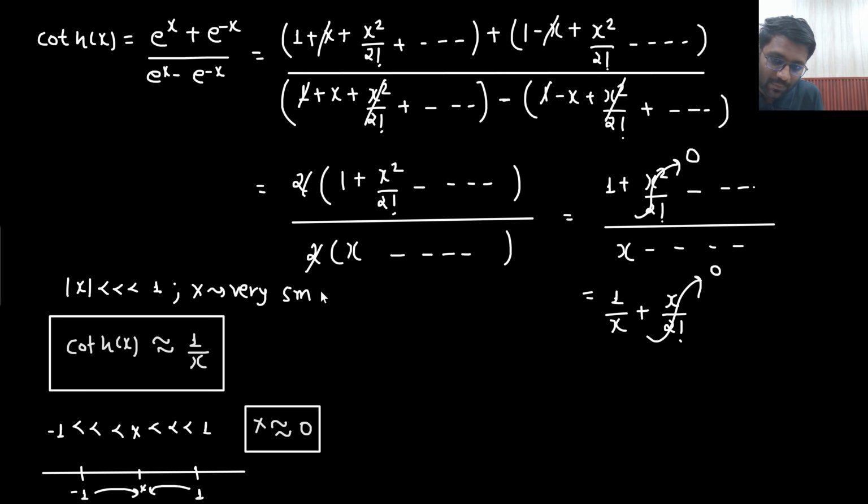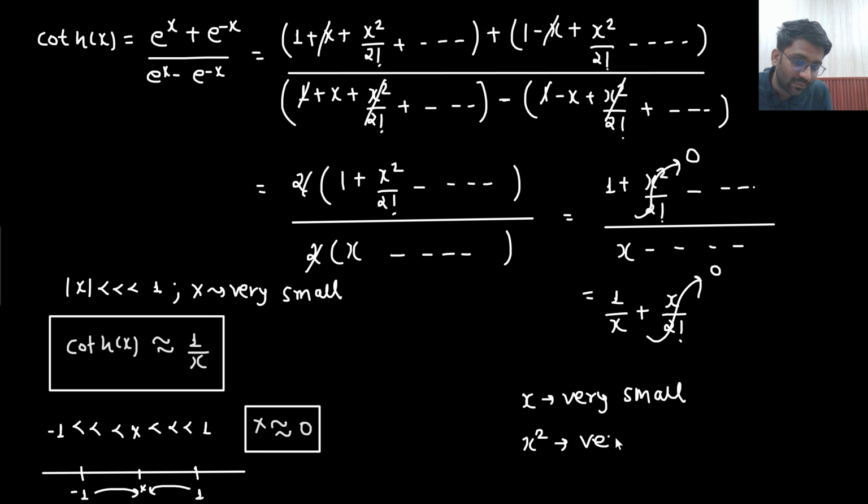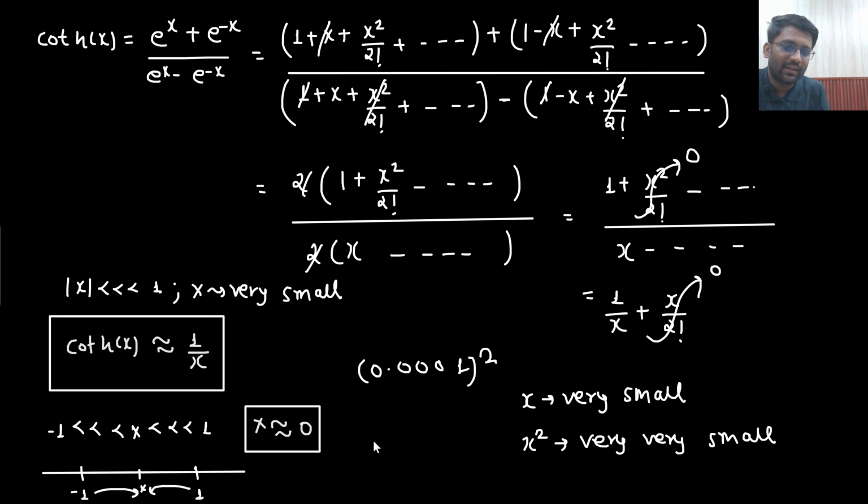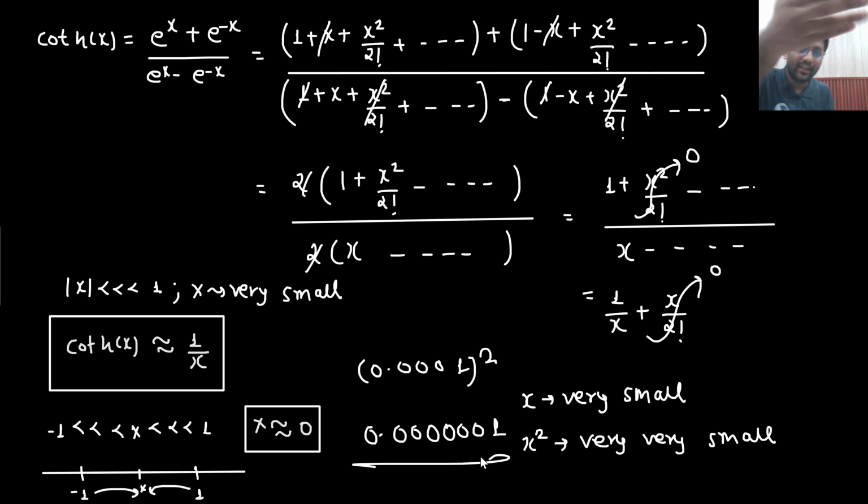So if x is very small, then cot hyperbolic x could be replaced as 1 by x. And if x is very small, let me know one thing: what will be the value of x square by 2? If x is very small, then x square will become very small. I hope you remember it. Let's just say x is 0.001. What will be its square? Its square will be 0.000001. So if x is 0.0001, then its square will become even lower. Do you remember this thing?